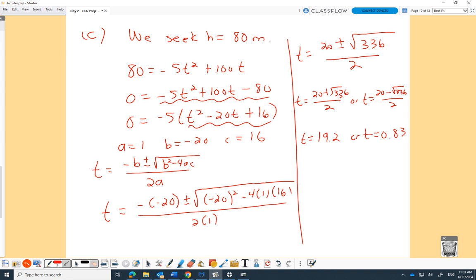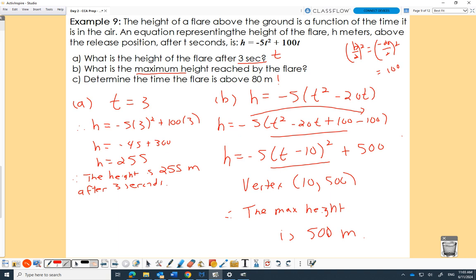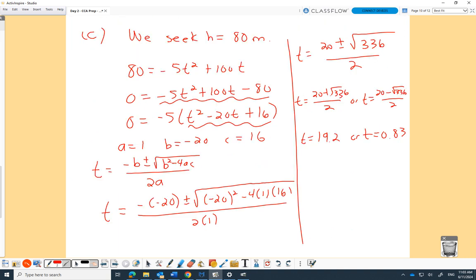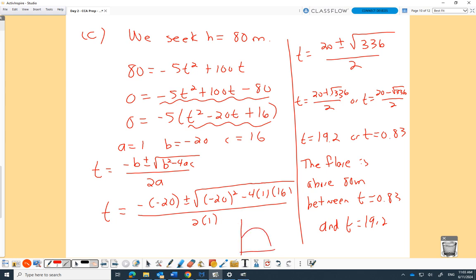Did I answer the question, though? That's a good thing to do as you're about to hand it in, let's just make sure I answered these questions. It says, determine the time the flare is above 80 meters. The flare is above 80 meters between t equals 0.83 and t equals 19.2. Here's a little picture, a little tiny picture. See? It's above that height for a little bit of time there.